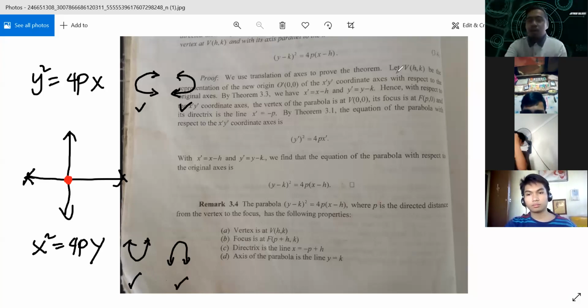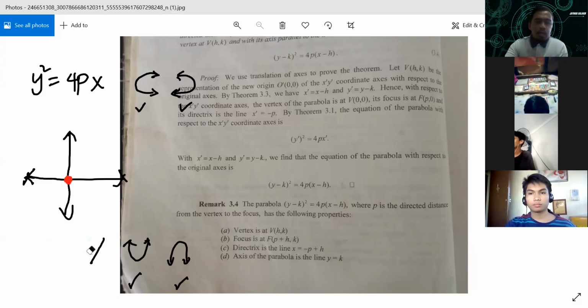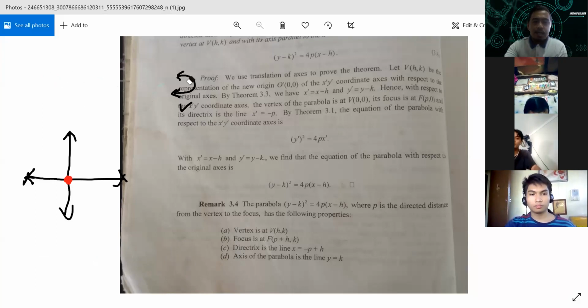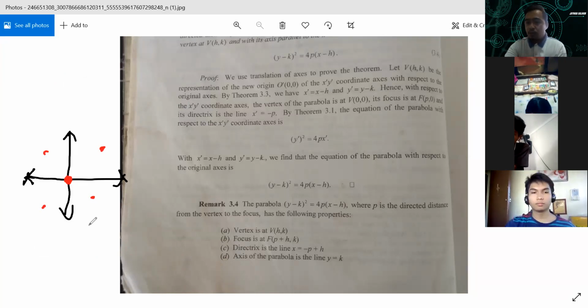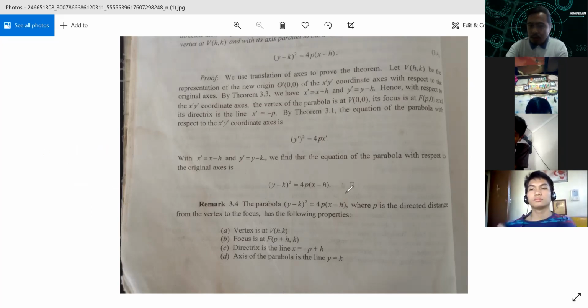Okay. Now our discussion is all about how about your parabola if the vertex is not at the origin. Say for example, the vertex of your parabola is located here or here or here. So what will be the form of the equation of the parabola? There are two additional forms. Actually, the first two that we discussed will also be covered by these formulas because this is more general.